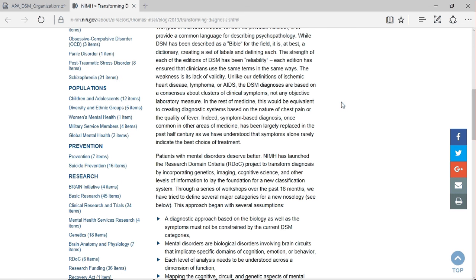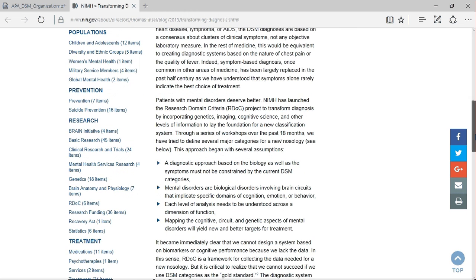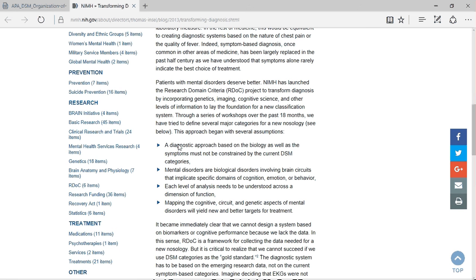They want to undo the APA's DSM manuals and find their own way. Now they're going a totally opposite direction. They want to do a diagnostic approach based on biology. That means that every mental disorder would be biological, physiological. As it says right here, mental disorders are biological disorders involving brain circuits.